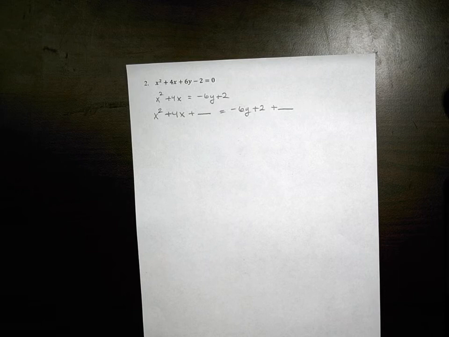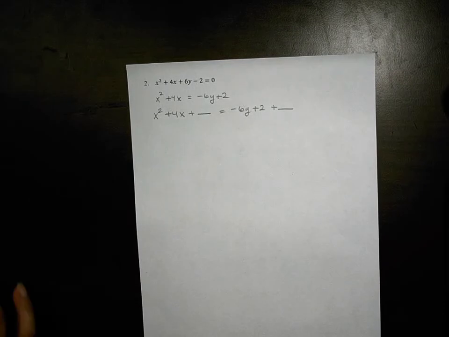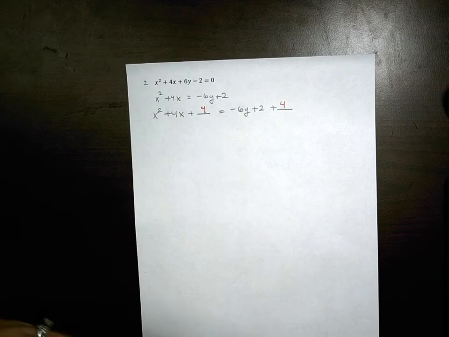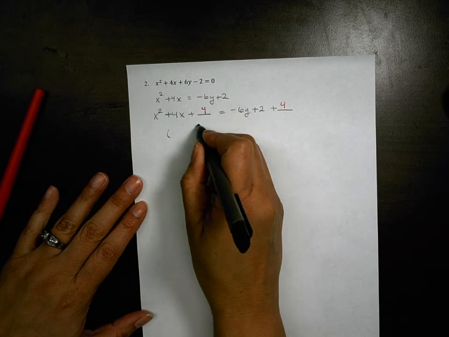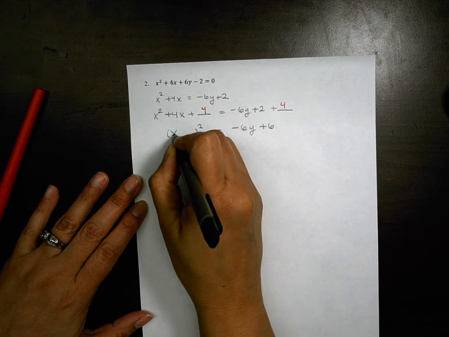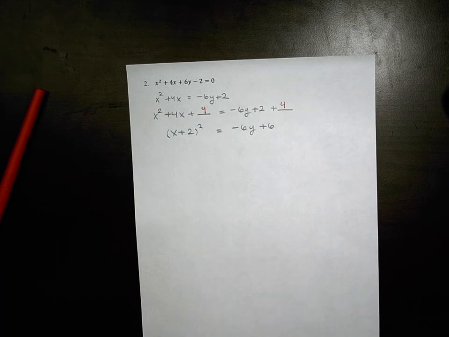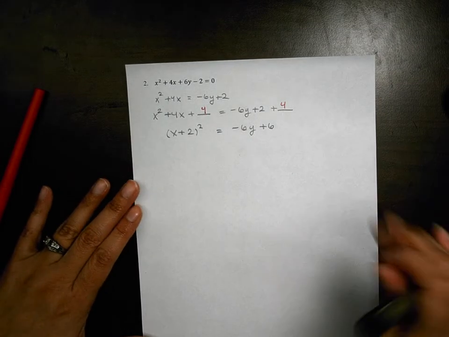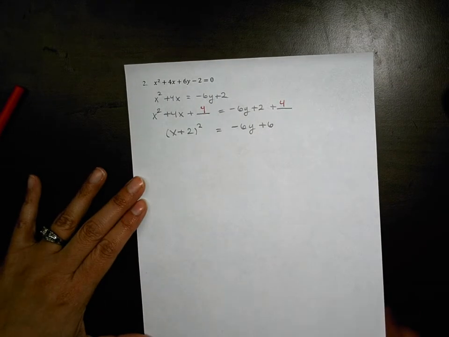Go ahead and cut it in half and square and fill in the blank on both sides. Plus blank plus blank. What is the blank on each side? 4. Double bubble or go straight to your quantity squared. Do you guys agree it's x plus 2 quantity squared?